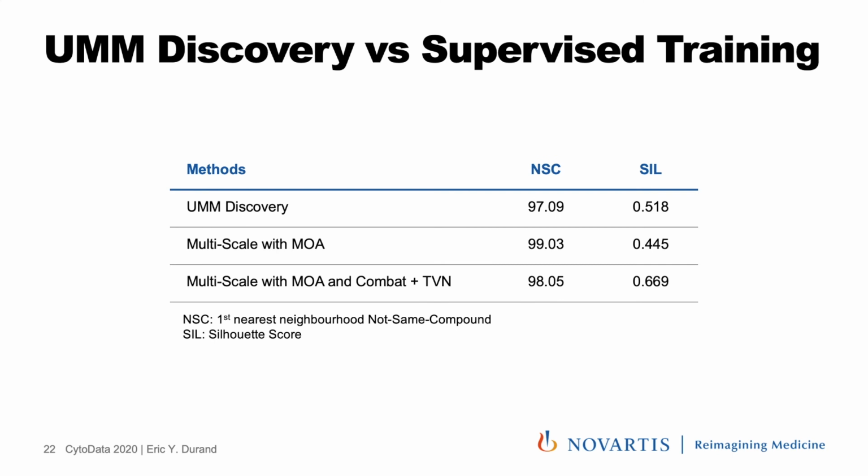Interestingly, we can also compare ourselves to supervised training. So here we use MSNet, trained to predict modes of action, either without batch correction or with batch correction. And we notice that both on the nearest neighbor accuracy and on the silhouette score, we do actually pretty close to supervised training, which is, in my opinion, quite impressive for a fully unsupervised technique to do as well as something that is actually trained to predict the labels you're interested in.